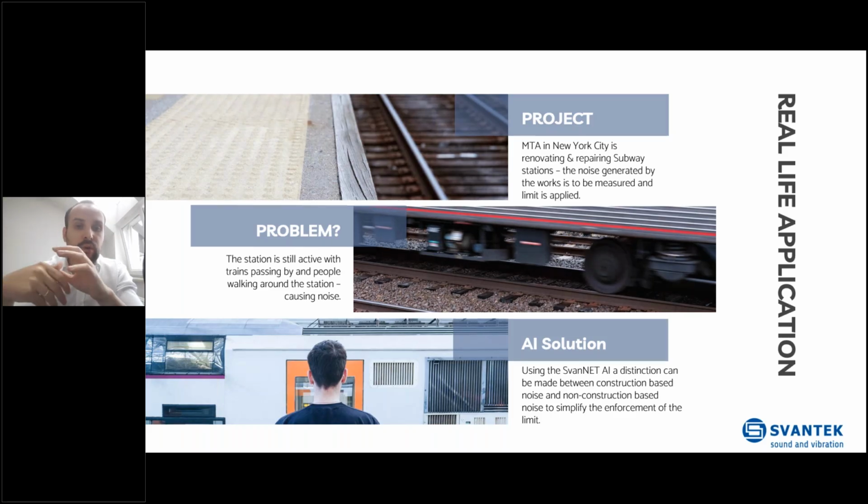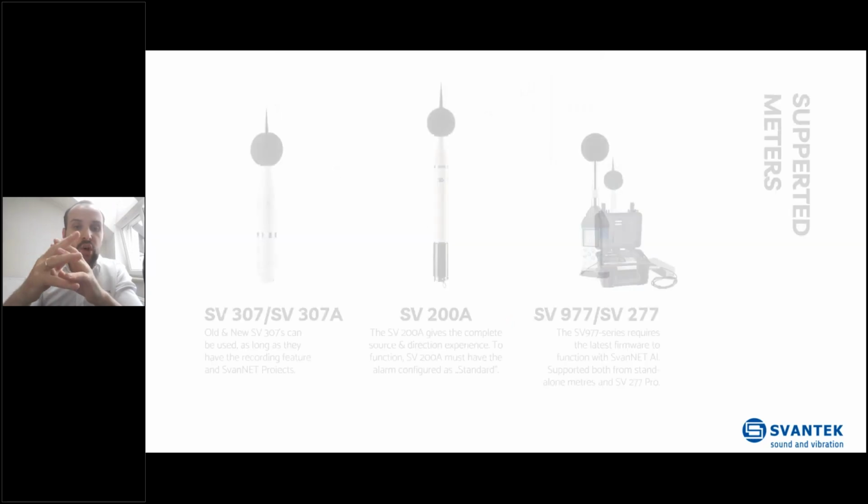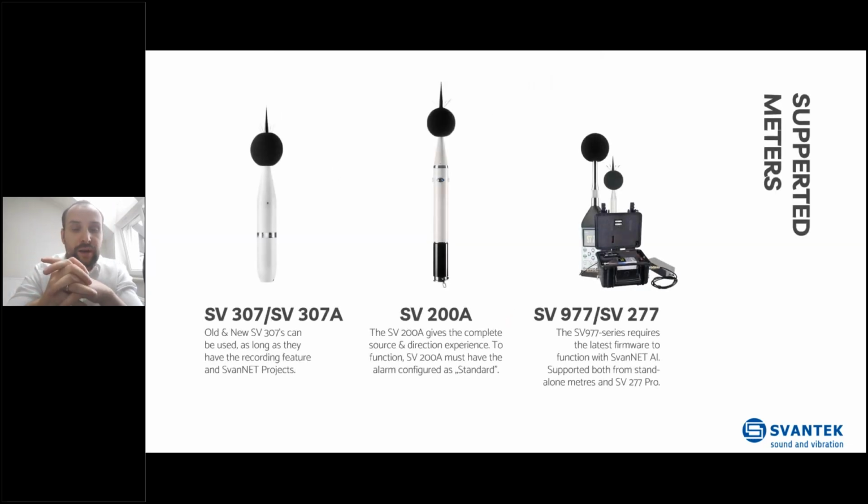So for all of our clients that already have SvanNet equipment and Svantek equipment and SvanNet as a platform, how do you go about using this? Well, let me walk you through the last few slides so that you can start playing around with it on your own. The first requirement is to have a supported meter. Currently, this is supported on the 307, 307A, the 200A, and the 977/277 if used in a Pele case. So either one of these devices will work.